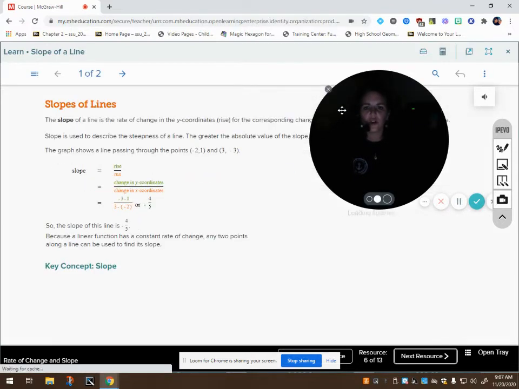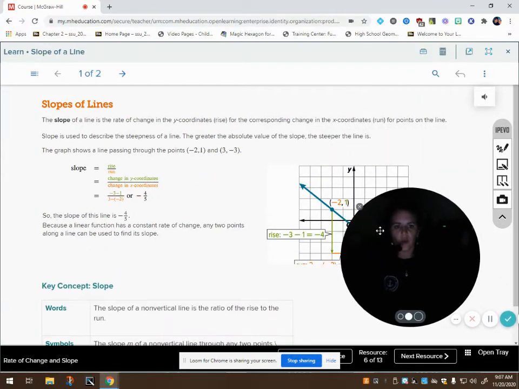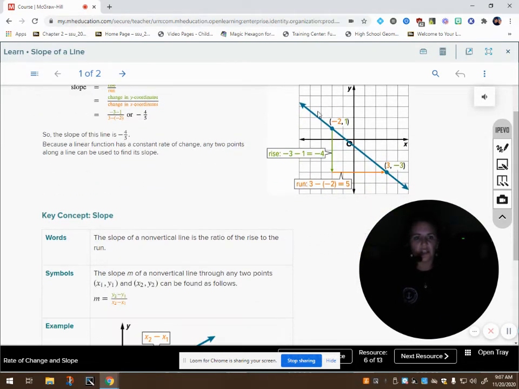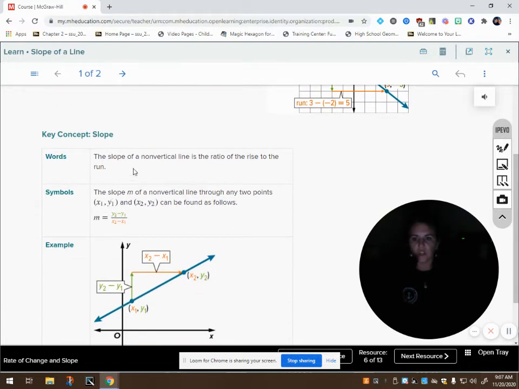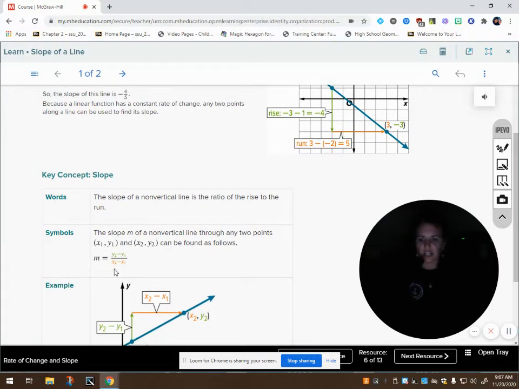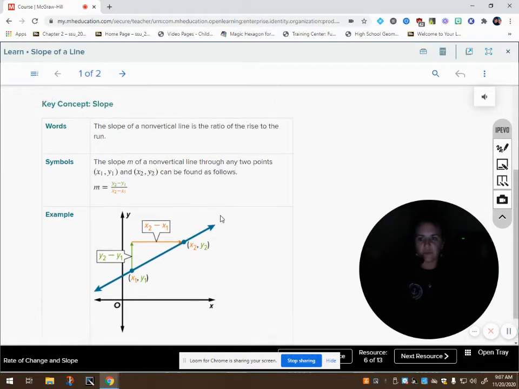Okay, so how does this all relate to slope? Well, the slope of a line is nothing more than the rate of change. The slope of this line is the change, again, in the y values divided by the change in the x values. So slope of a non-vertical line is the ratio of the rise. Rise, think of going up and down as rising. Running is going left to right, so it's rise over run. Change in y over change in x. All of those things mean the same thing.